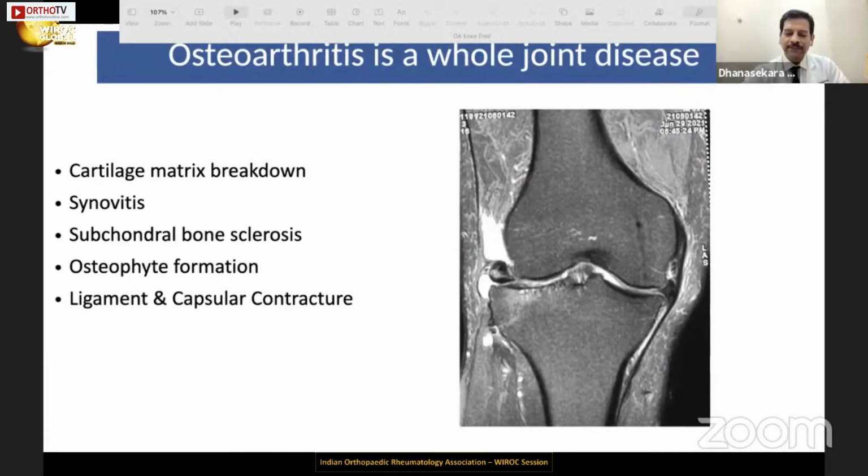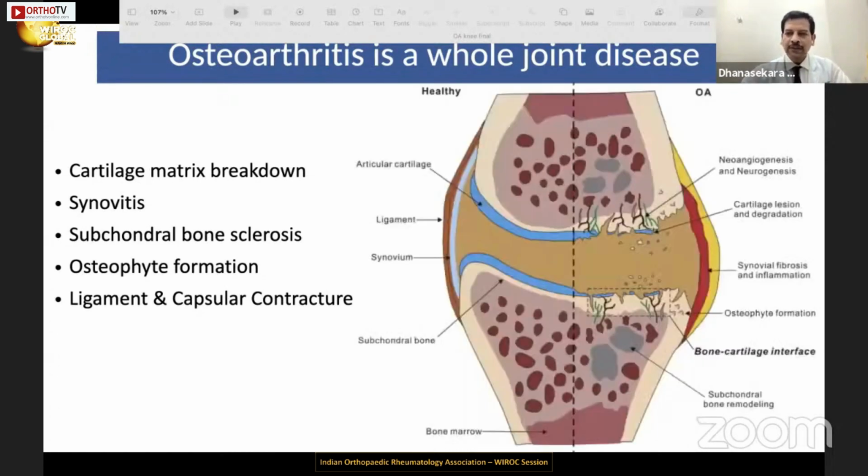Osteoarthritis is a whole joint disease. Previously, we thought it was only a cartilage disease. Professor Ajah explained in his introduction that it could be a whole joint disease. And initially, we thought it's due to cartilage matrix breakdown. But we know now synovitis, subchondral sclerosis, osteophyte formation and capsular contracture, everything contributes to the pathogenesis.